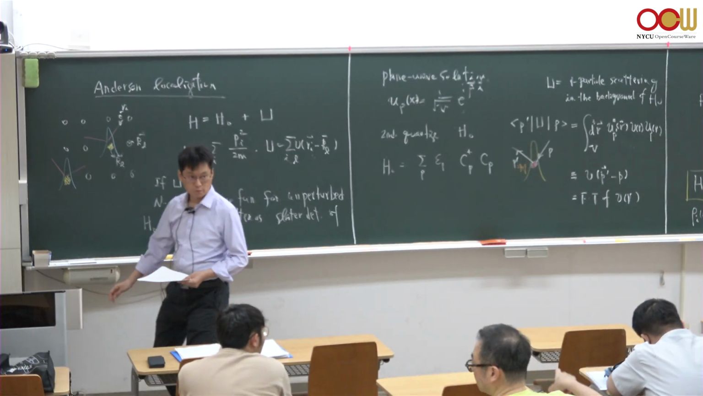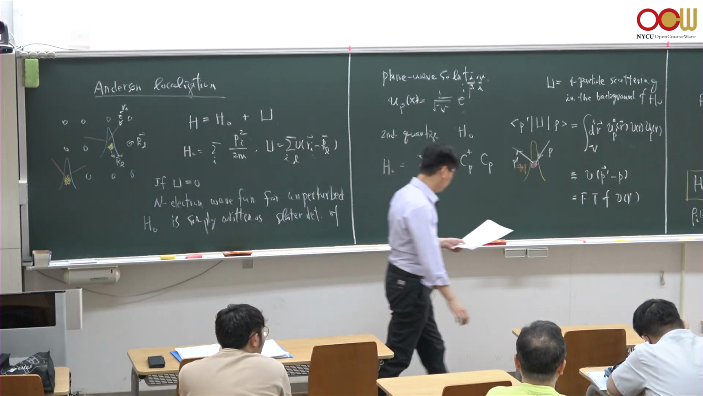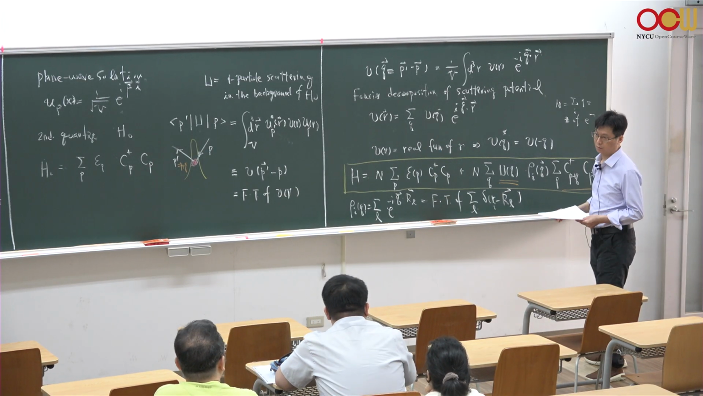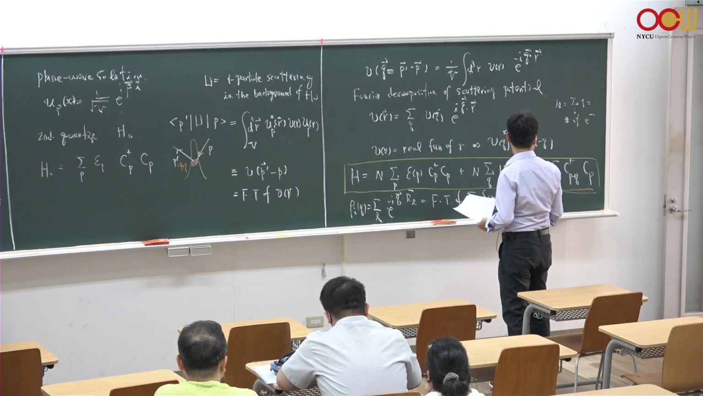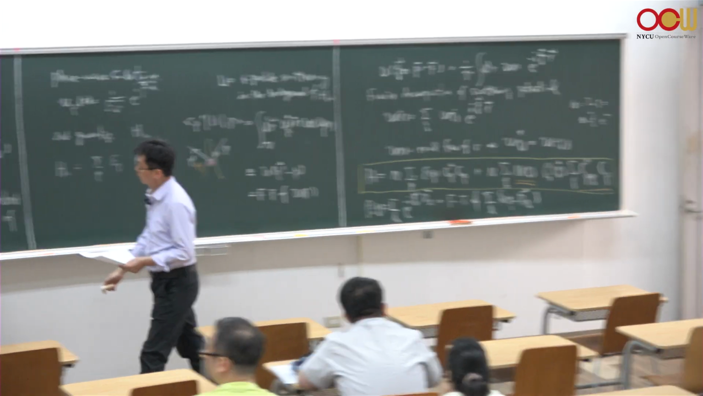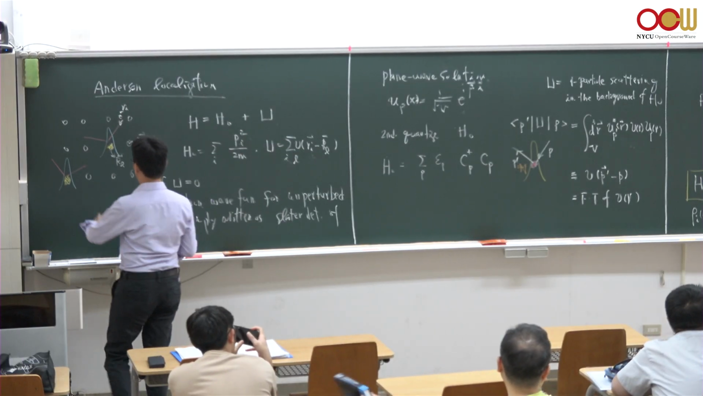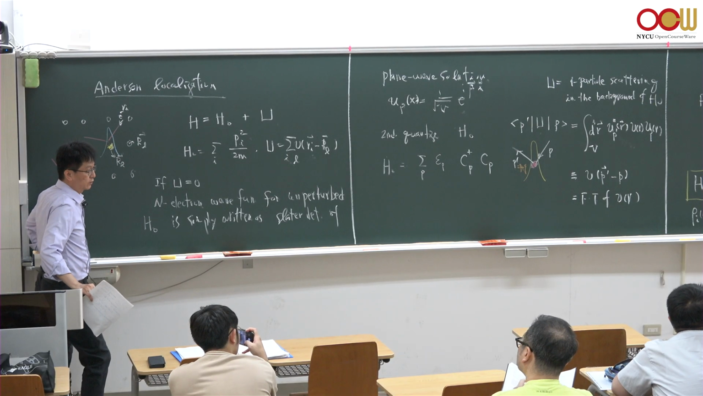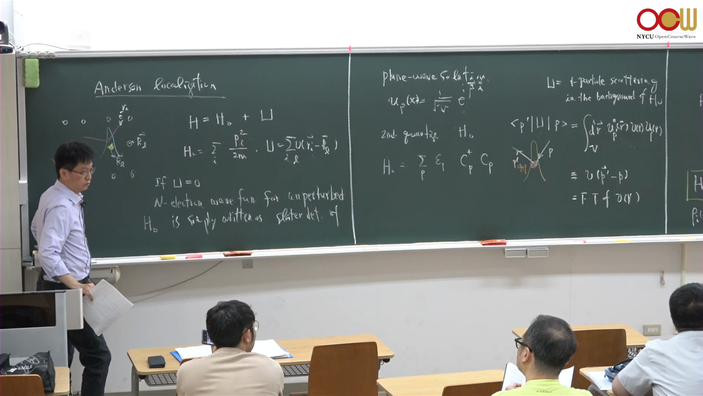What is the capital N? Capital N is the number of electrons. Suppose that you have many electrons, and they may surround a nuclear core at any site, and you sum over all such electron numbers.